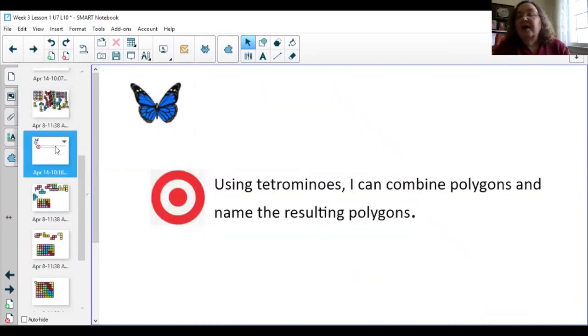All right. I hope you've had fun working with the tetrominoes today. It's a lot like working with puzzle pieces. Our learning target was using tetrominoes: I can combine polygons and name the resulting polygons. I would like to encourage you to maybe use your tetrominoes and see if you can make a pentagon or a decagon or a nonagon, and let me know how you did.